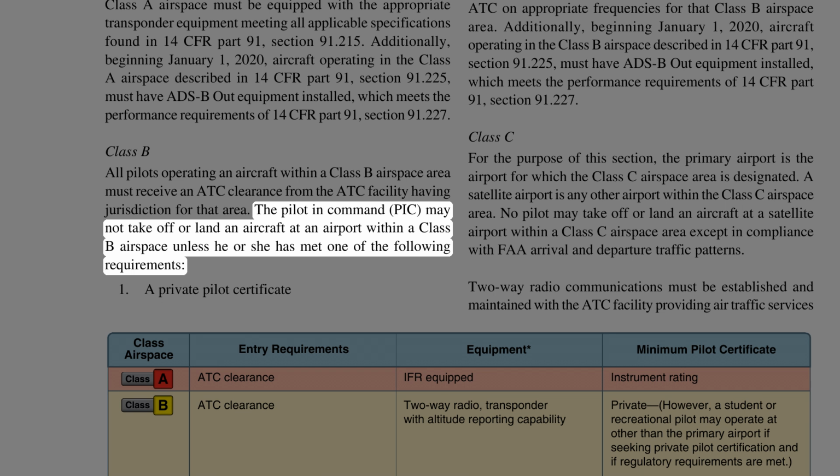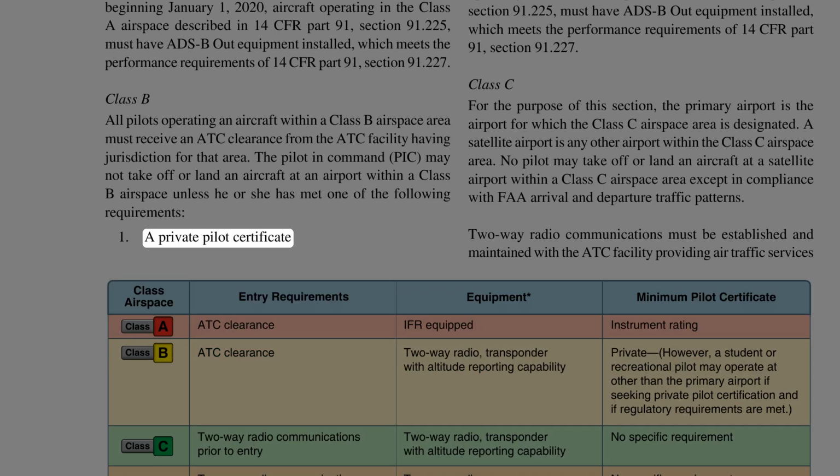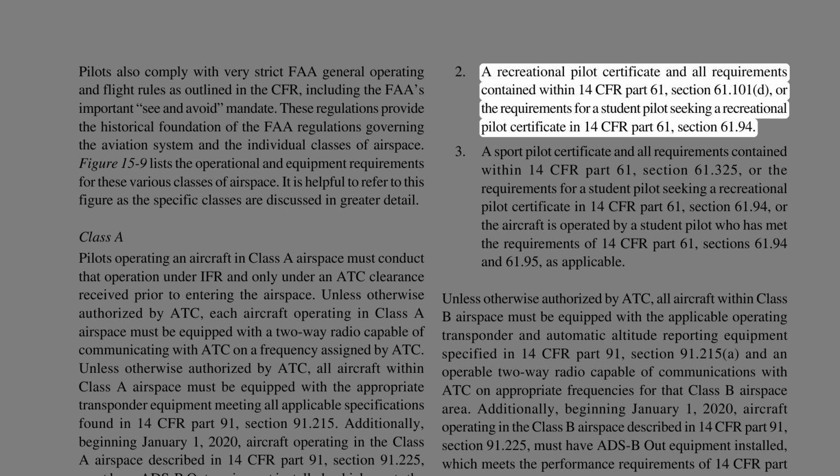The pilot in command, PHAK, may not take off or land an aircraft at an airport within a Class B airspace unless he or she has met one of the following requirements: a private pilot certificate, a recreational pilot certificate, and all requirements contained within 14 CFR Part 61, Section 61.101(d), or the requirements for a student pilot seeking a recreational pilot certificate in 14 CFR Part 61, Section 61.94.